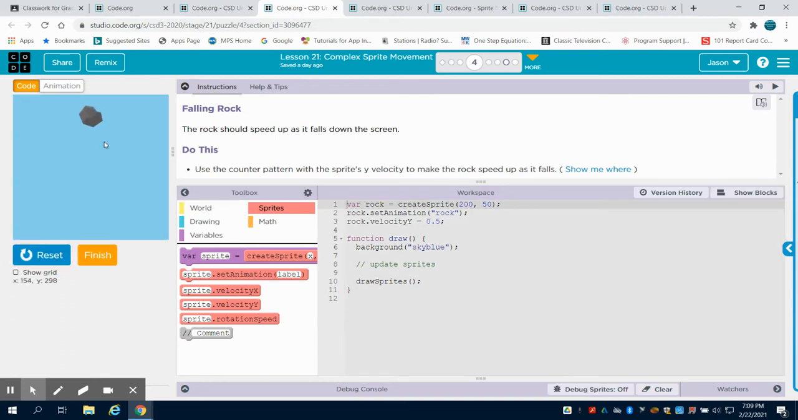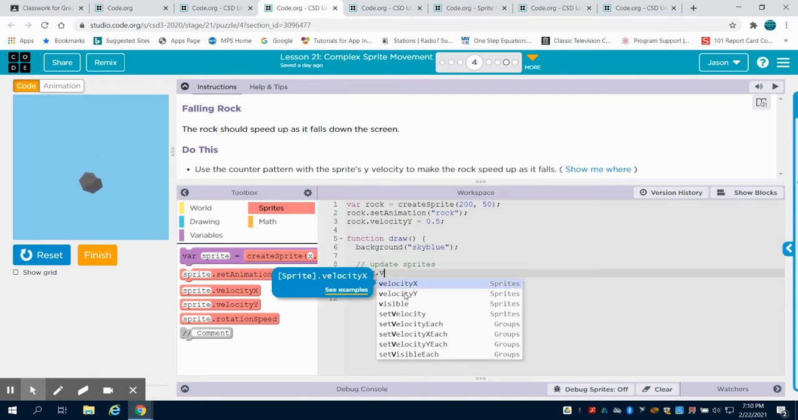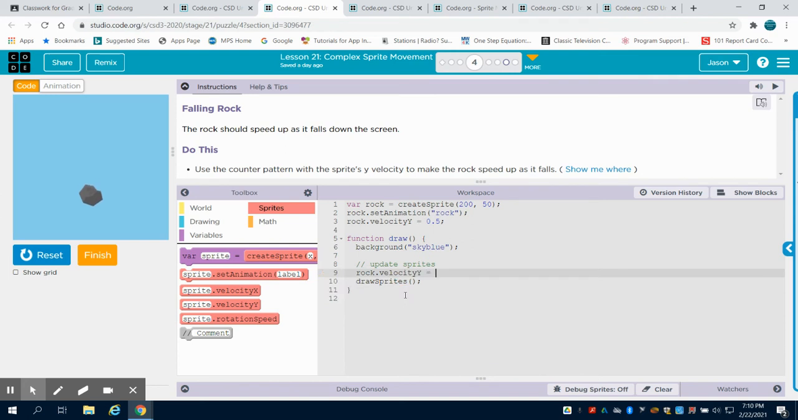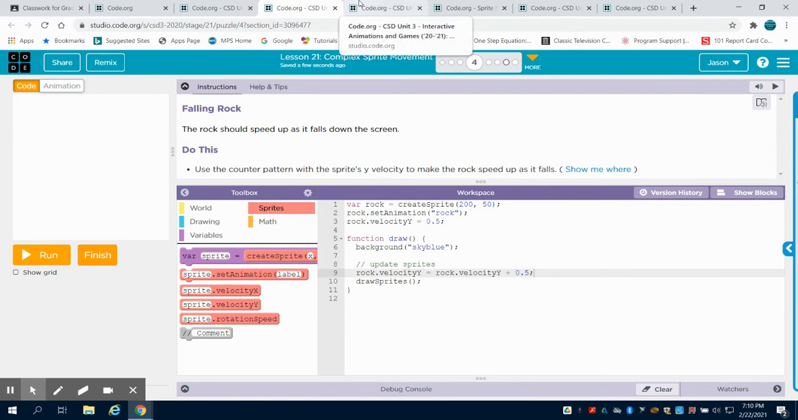If we come over to bubble 4, we can see the same thing occurring on the y-axis. So we can write this same counter pattern on the y-axis. This one, we're looking at the rock, and the velocity on the y-axis equals the rock's velocity on the y-axis. Remember, we're going down on this, so we can make something go quicker. We can add 0.5 to that. And we can see that every time this runs, our rock gets 0.5 quicker. So we can see that acceleration occurring.